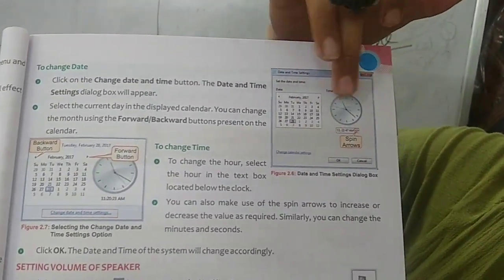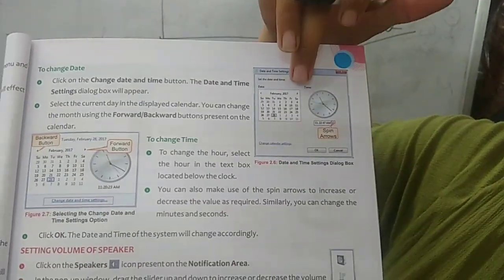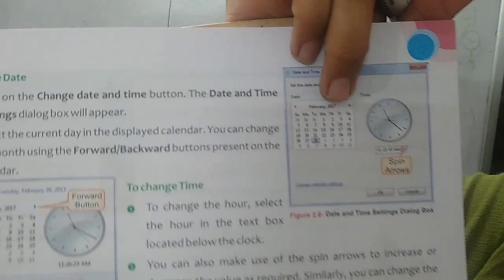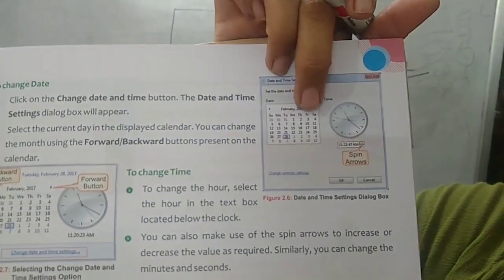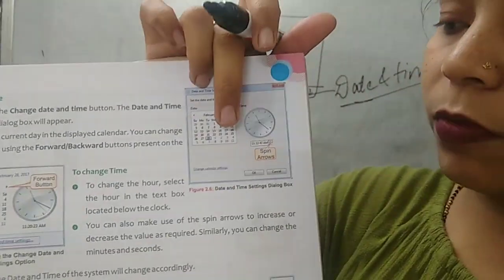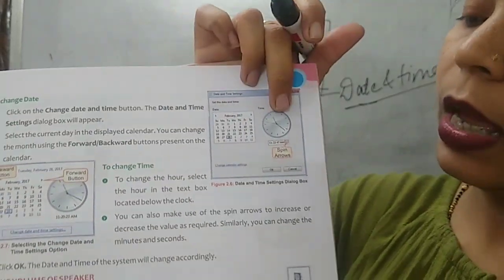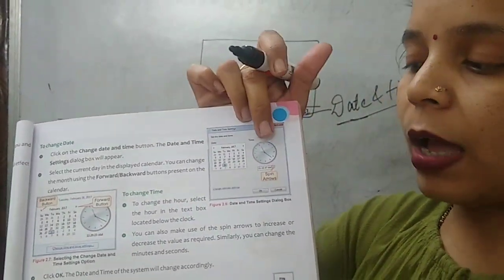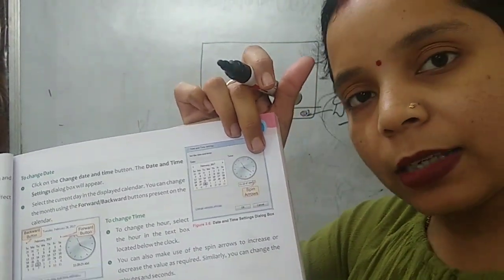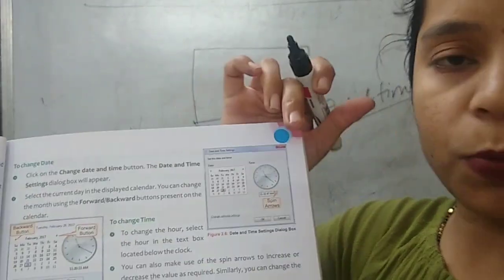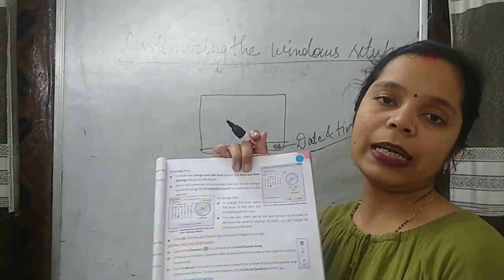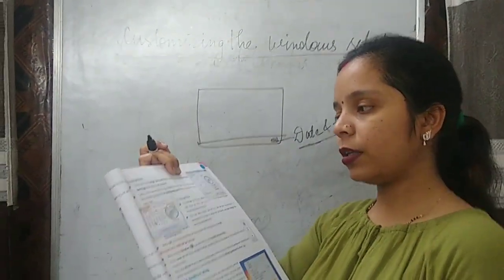It will show you the date and time. From here you can change the date and time. You can see one calendar is shown. You can choose the date, year or month, whatever you want, and change it from here. And from this clock you can set the time of your computer. Adjust what you want, and then click on the OK option. This will change the date and time of your computer.